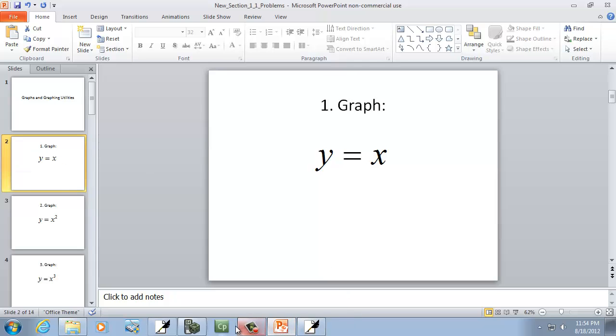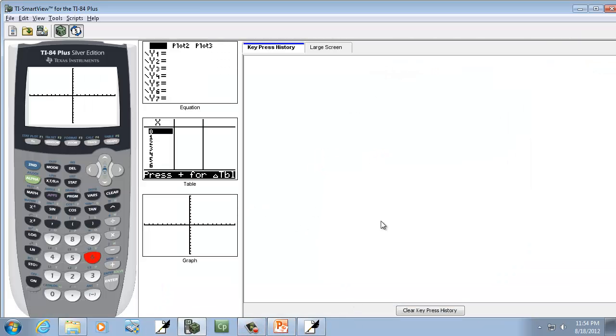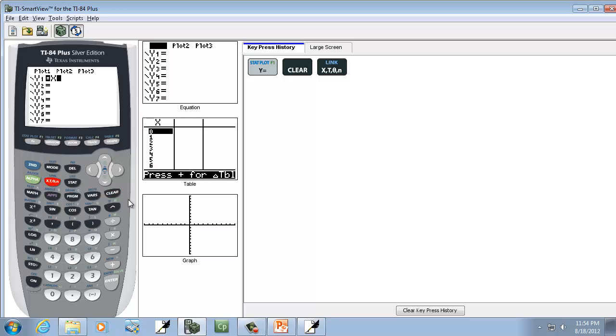Okay. So I'm going to bring up my calculator, and I'll press Y equals, which is right there. I'll press clear to clear out whatever's not a line. You may or may not have something there. And then I'll press my X key, and then I'll push my graph button. And that should be the graph you get.